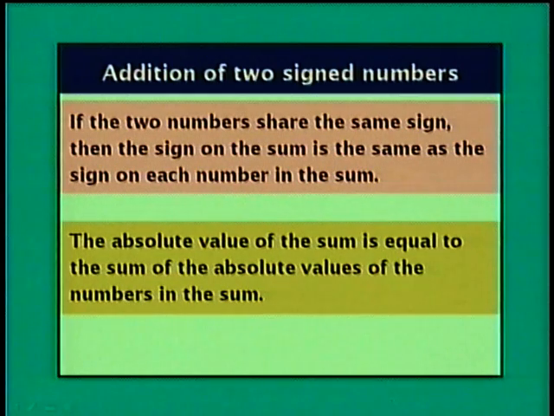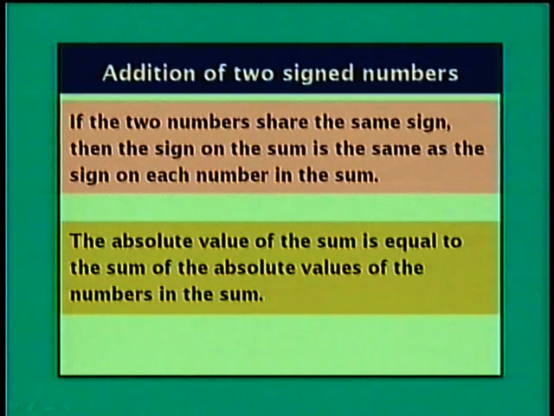The absolute value of the sum is equal to the sum of the absolute values of the numbers in the sum. Boy, that's a mouthful. In both cases, we were adding together 2 numbers that had absolute values of 4 and 5. And in both cases, the absolute value of the sum turned out to be 9. The difference is that when we added 2 positive numbers, the result was +9, and when we added 2 negative numbers, the result was -9.